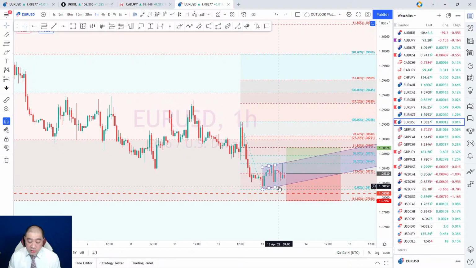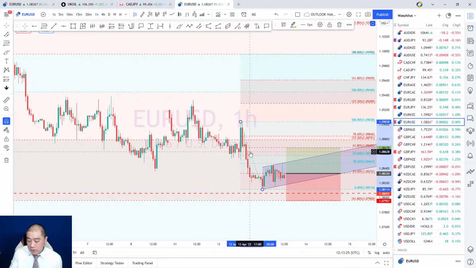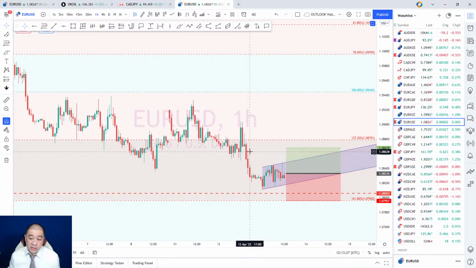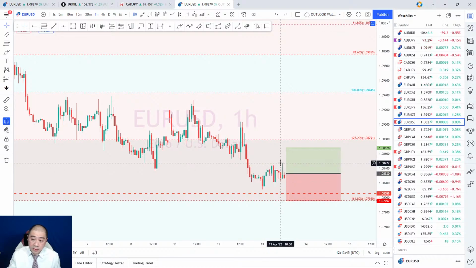But if it does break this channel to the downside, you need to be a little more cautious with Euro USD. In terms of correction, we already got our correctional level, around 1.0860 to 75. That's basically it. Risk to reward ratio is 1 to 1. Not too keen on Euro USD because we still have the ECB tomorrow. There's a lot of things that could go wrong or could go right. It's just too early to jump in on Euro USD, especially considering where it is and how big the range is.